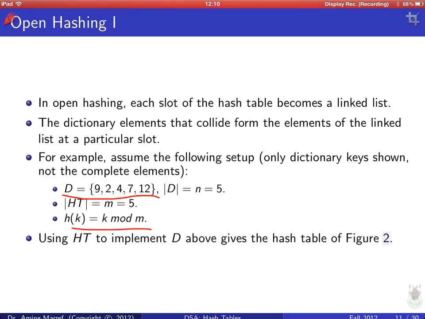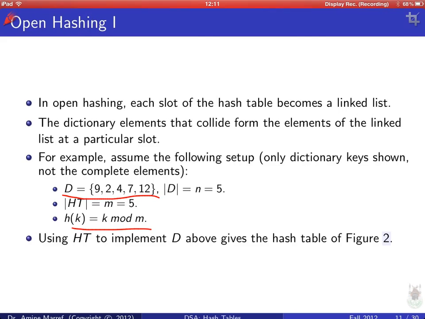Now, open hashing is called open hashing because we are opening the table with linked lists. This is why it's called open hashing. We are opening the table with linked lists to store the keys which collide.